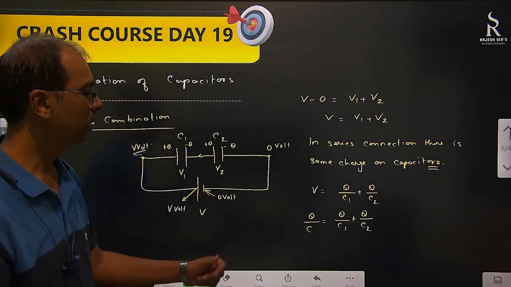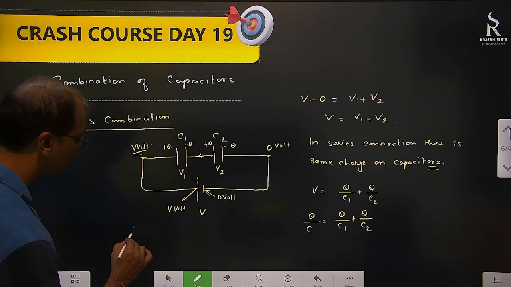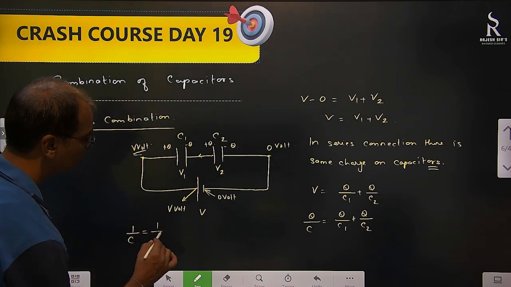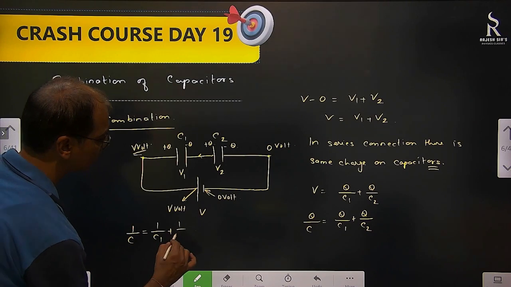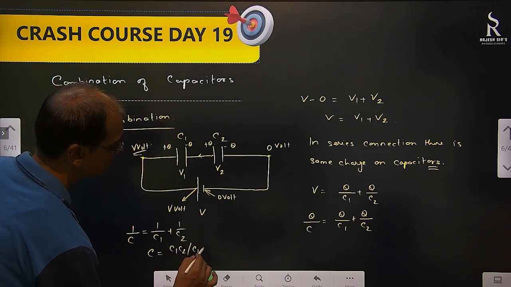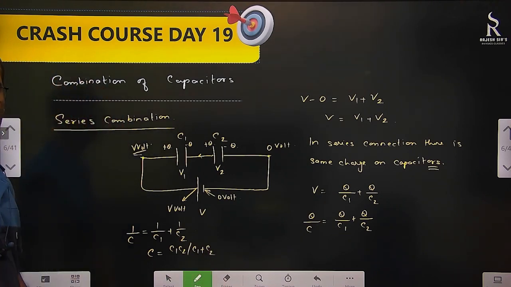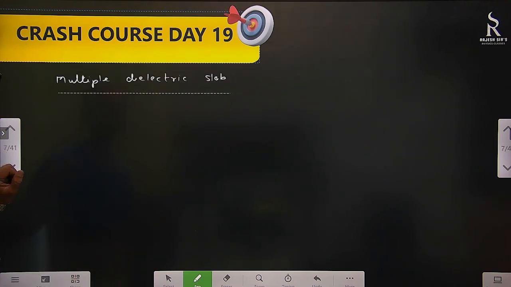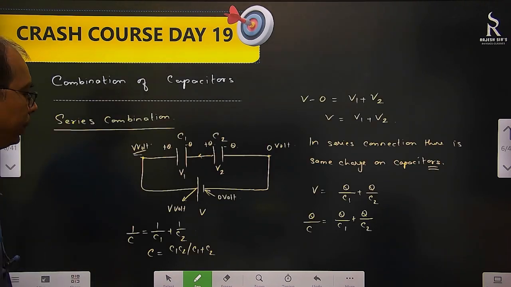Okay, so what we are getting? 1 by C equal to 1 by C1 plus 1 by C2, or C equal to C1 C2 by C1 plus C2. The series connection. Okay, we know that. Then you have parallel connection. Okay, so we have parallel connection now.